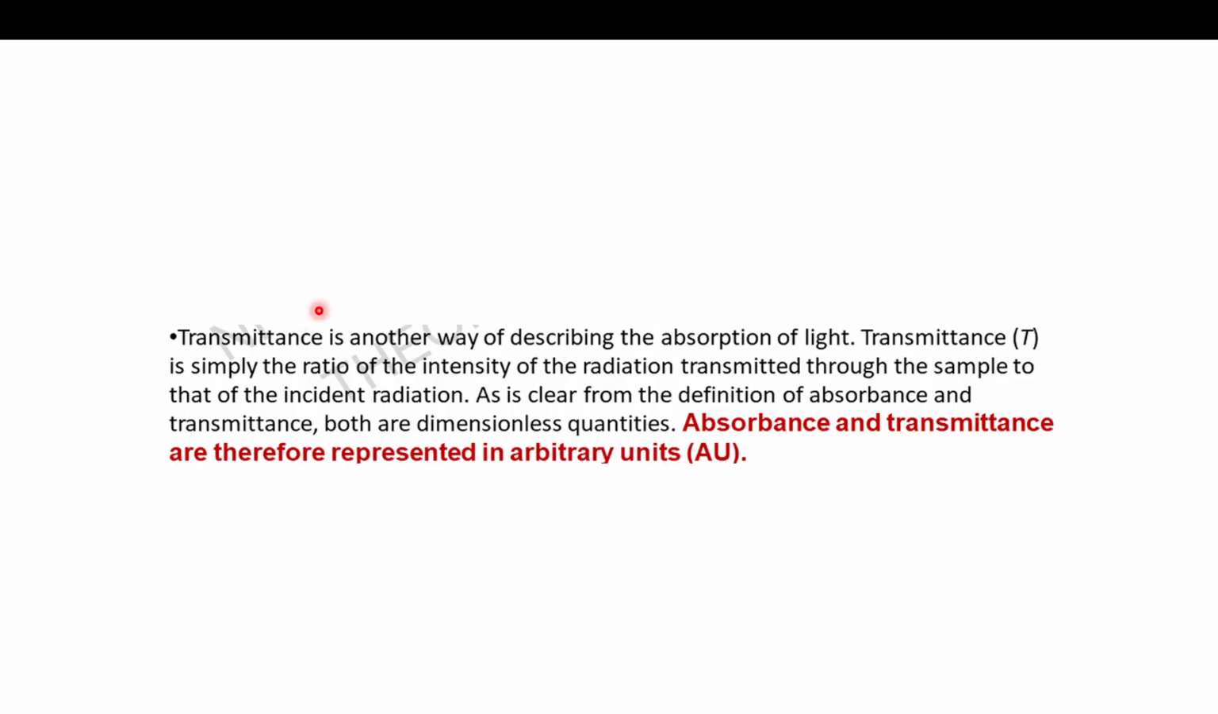Now, transmittance is another way of describing the absorption of light. Transmittance T is simply the ratio of the intensity of the radiation transmitted through the sample to that of the incident radiation. Both absorbance and transmittance are dimensionless quantities, so they are usually represented as AU, or arbitrary units.